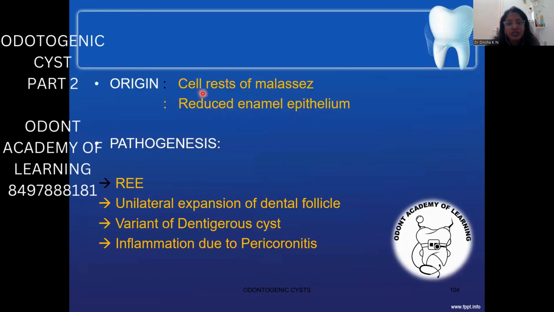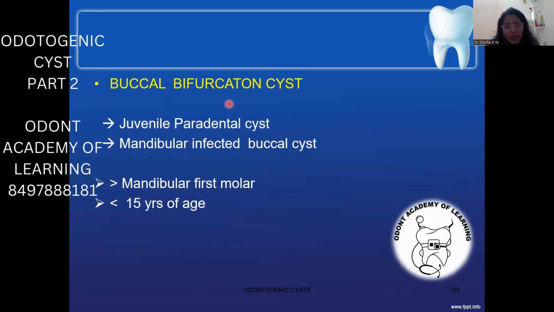It is supposed to be originated from the cell rest of Malassez or from the reduced enamel epithelium, and the pathogenesis causes a unilateral expansion of the dental follicle, or it can be a variant of dentigerous cyst, or it is formed due to inflammation due to the pericoronitis of the unerupted tooth. Any of these could be the reason for the development of the cyst. Buccal bifurcation cyst is also known as a juvenile paradental cyst or a mandibular infected buccal cyst.